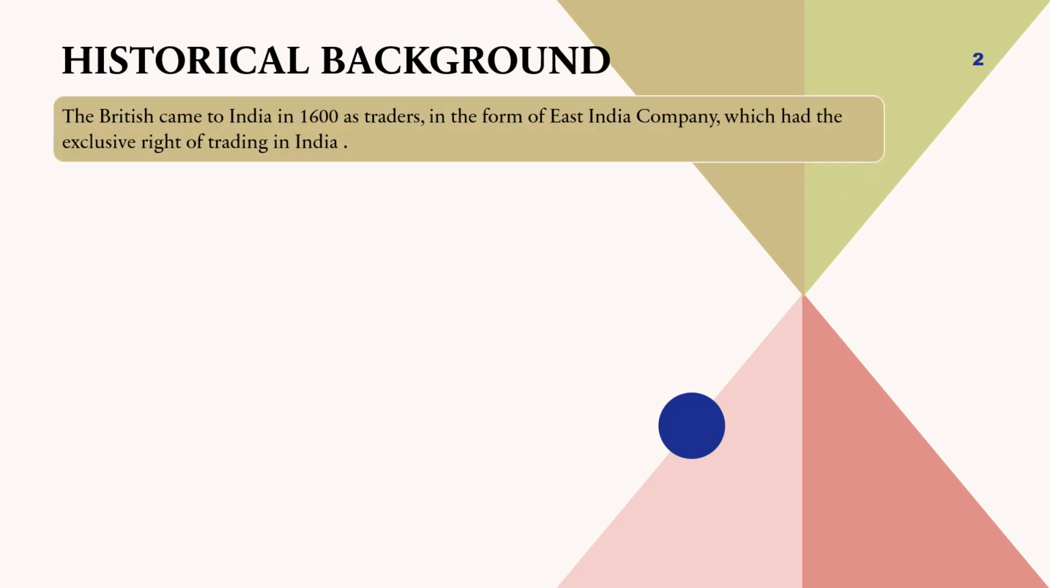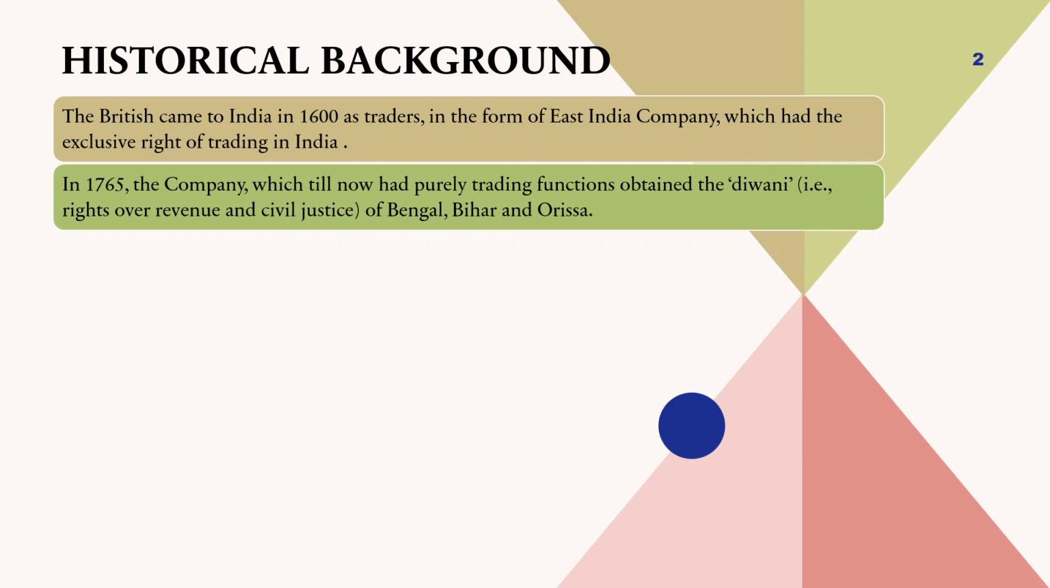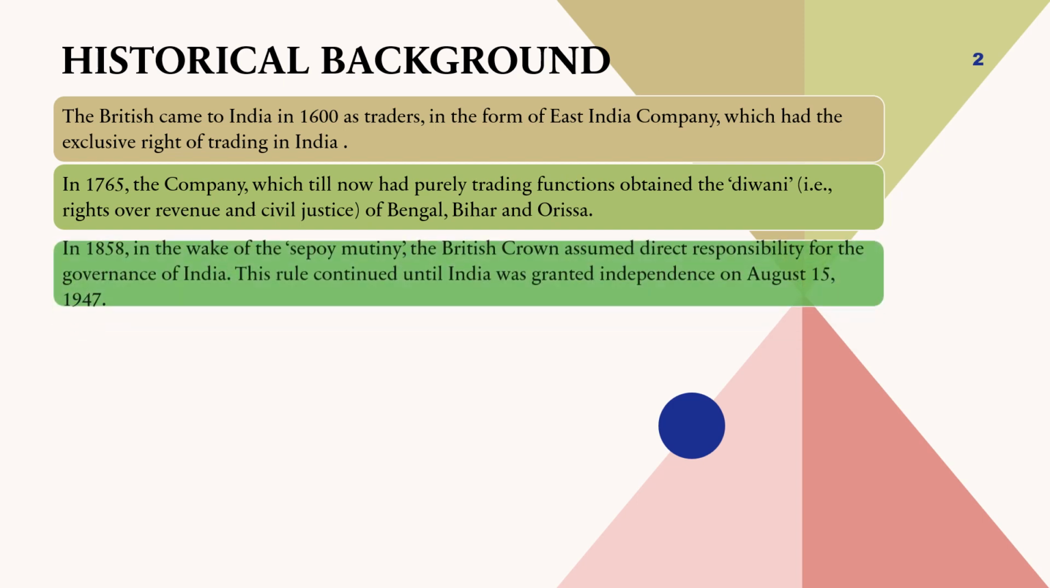Until 1765, the company had only trading functions. After 1765, after the Battle of Buxar, they got the Diwani rights also. Diwani rights means the rights over revenue and civil justice in the area of Bengal, Bihar, and Orissa.